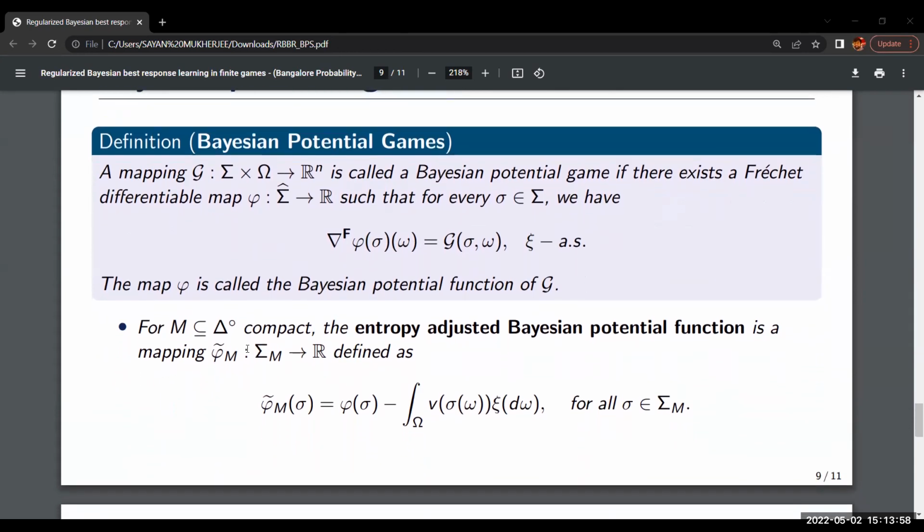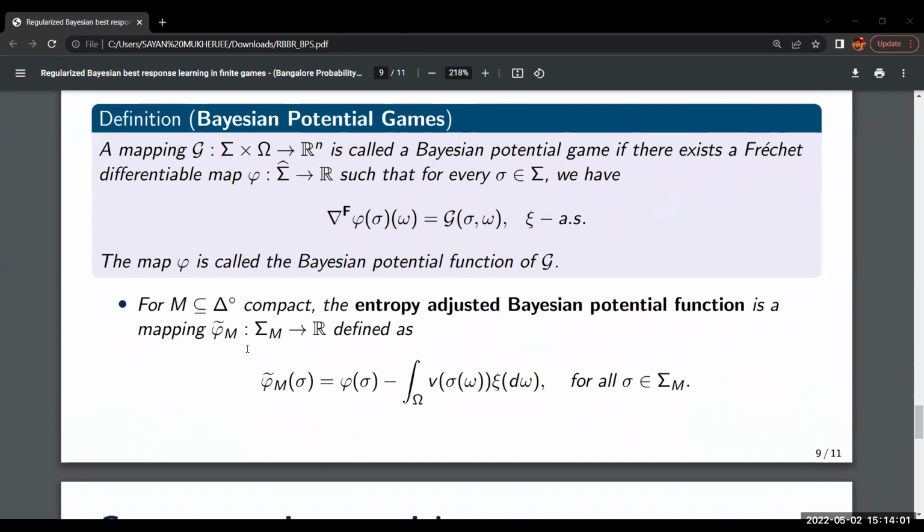Now, in order to prove convergence results corresponding to potential games, we need to define a suitable Lyapunov function. The Lyapunov function is defined in the following way. Basically, we will restrict ourselves inside sigma alpha m because they are norm compact and forward invariant. Then define phi tilde m of sigma to be phi of sigma minus this quantity. So it is basically adjusting the Bayesian potential function phi by some other quantity, which is the integral of v of sigma omega psi d xi.